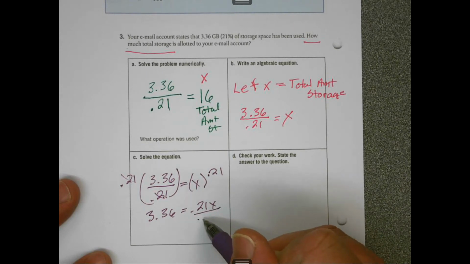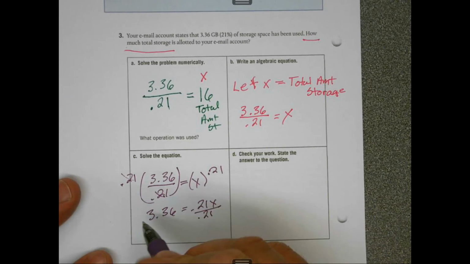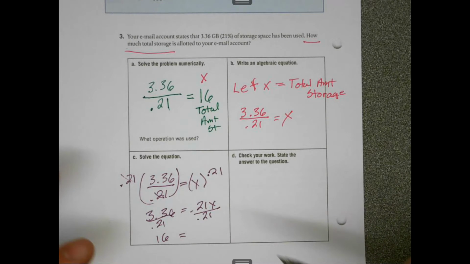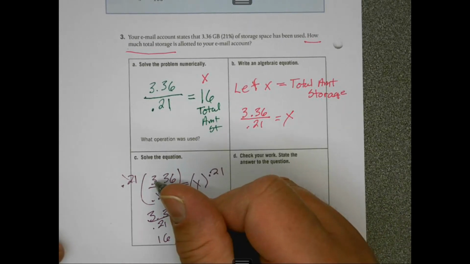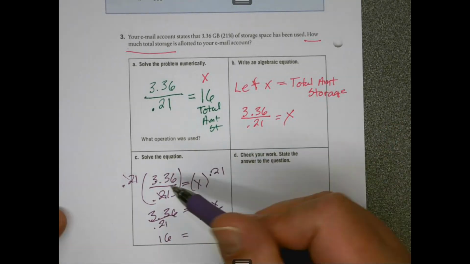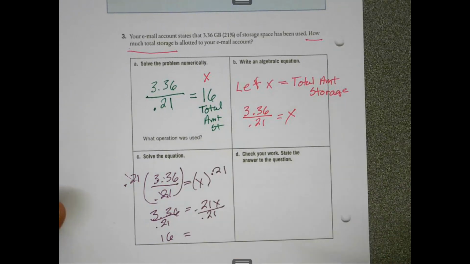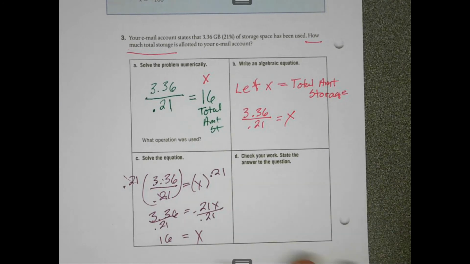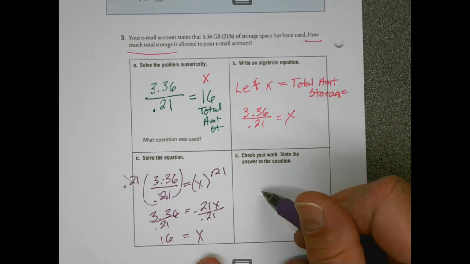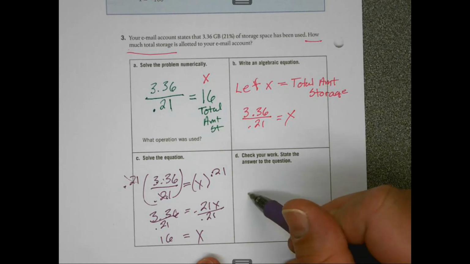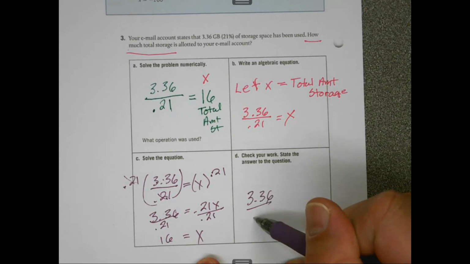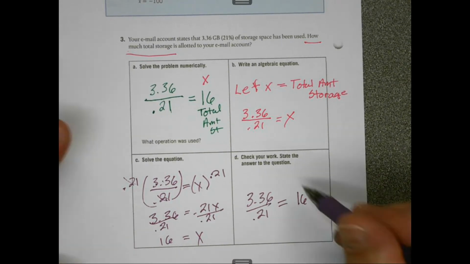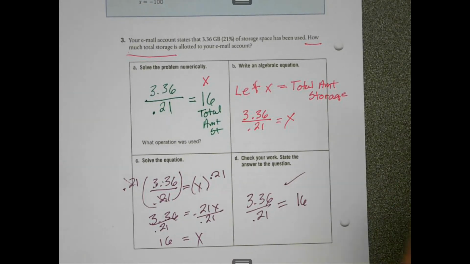Very confusing. Just take your 3.36 and divide it by 0.21. That's how we got to 16. Check your work. And of course, if you put that in the calculator, it does come out to 16. Again, very easy problems. They're trying to make you understand how to take little bits of the English phrases and put them in a word problem.